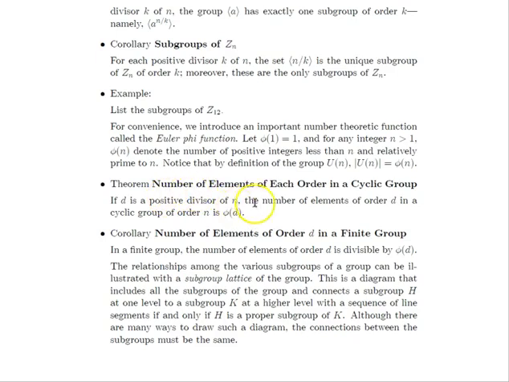Theorem: the number of elements of each order in a cyclic group of order n is given here. If d is a positive divisor of n, the number of elements of order d in a cyclic group of order n is phi of d. Again, you should read the proof of this theorem from the book.